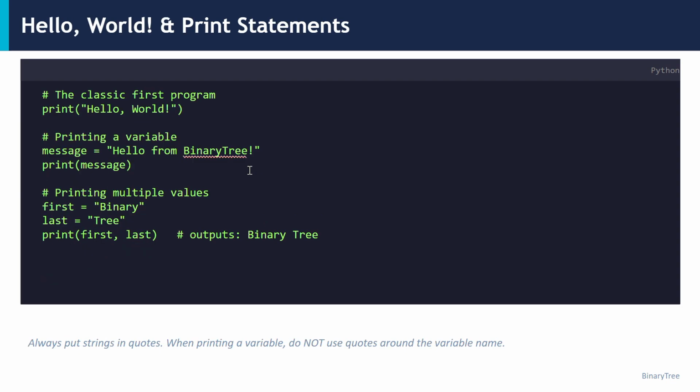Time for the classic first Python program. The print function displays something on the screen. Print, then in parentheses, "Hello, world!" in quotes.